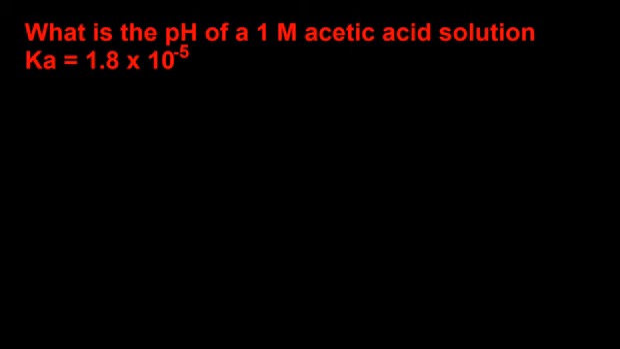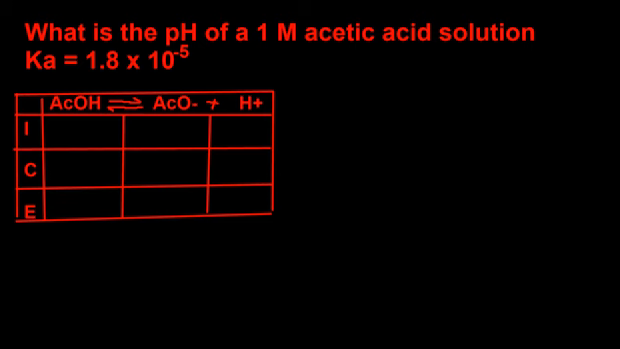So there's only one thing we can do: break out our handy dandy ICE table. It's the exact same ICE table that you've seen before. There's nothing that's changed about it. You have your acetic acid in equilibrium with your acetate ion and your proton. You can't think of this like we did with our strong acid, going to completion. You need to think of this as an equilibrium. Okay, so let's fill it out.